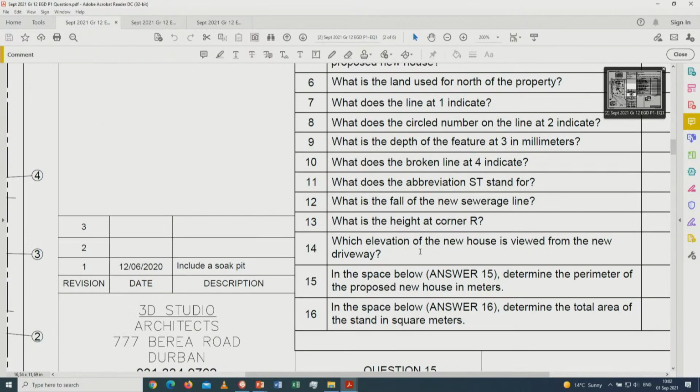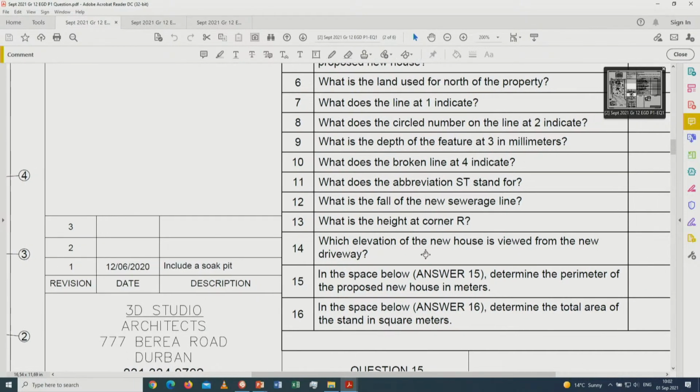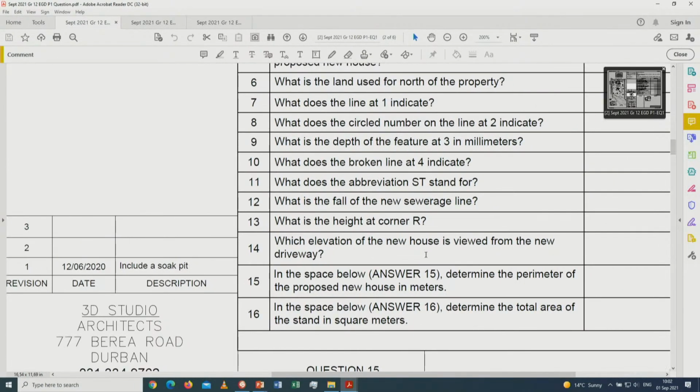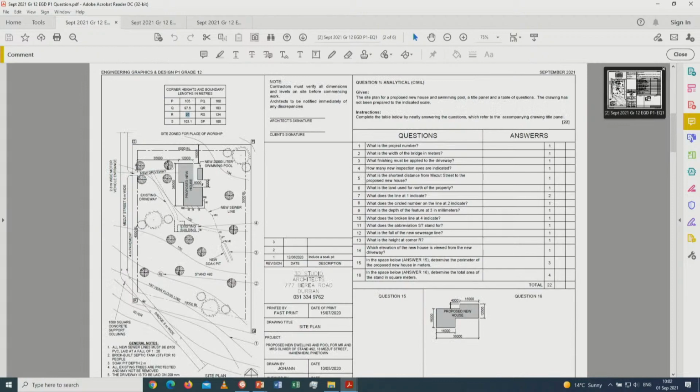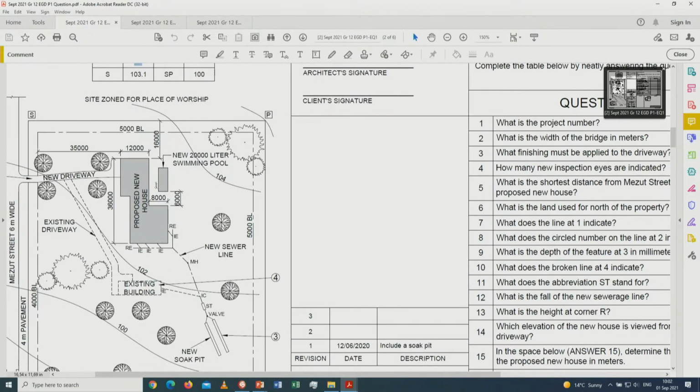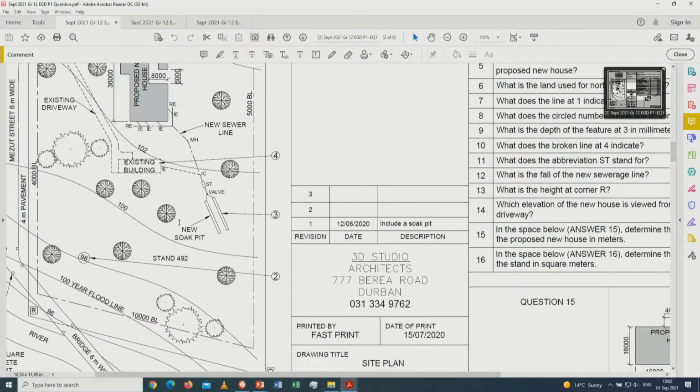All right, corner height. Which elevation of the new house is viewed from the driveway? So therefore, if you go to the driveway over here, that's the new driveway over here. This is the one on the left-hand side, so we remember that north is going up there.